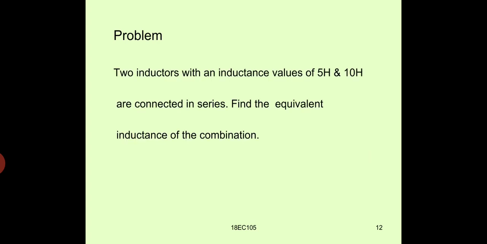Now let us see a small numerical problem on the derivation we have done. There are two inductors with inductance values of 5 henries and 10 henries that are connected in series. Find the equivalent inductance of the combination. So the given data is L1 equal to 5 henries, L2 equal to 10 henries, and Ls, the equivalent, is expressed as L1 plus L2. We know L1 is 5 and L2 is 10, so it is 5 plus 10, which is equal to 15 henries. Hence it is so simple that the total inductance of the series combination will be equal to 15 henries.